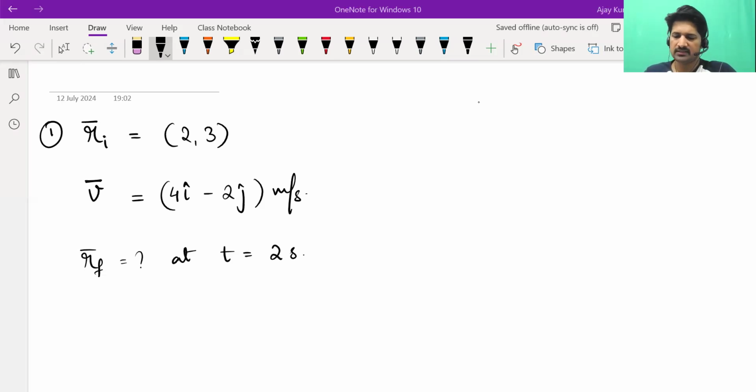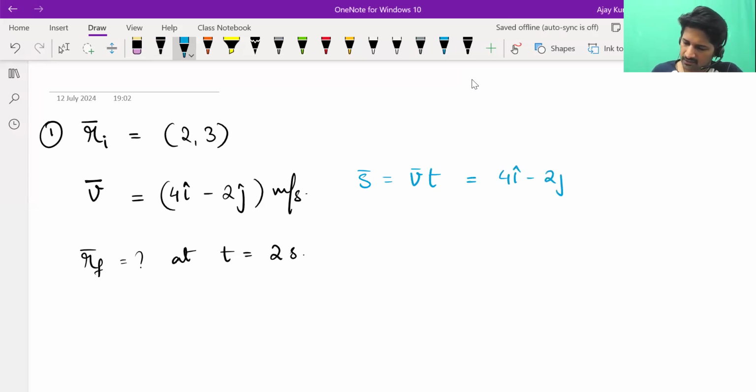Okay, I got one answer as 10 i cap minus 1 j cap. Okay, it's simple. See, you know the initial position and you need to calculate the final position. So what you need to first find out is displacement. And since velocity is constant, you can use displacement is velocity into time. So 4 i cap minus 2 j cap multiplied with time, 2 seconds. So the displacement becomes 8 i cap minus 4 j cap.